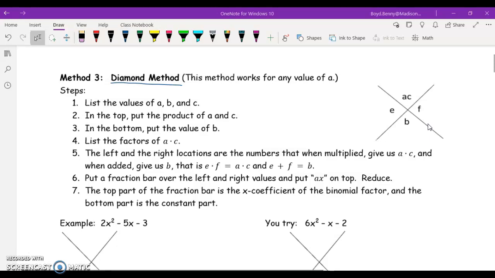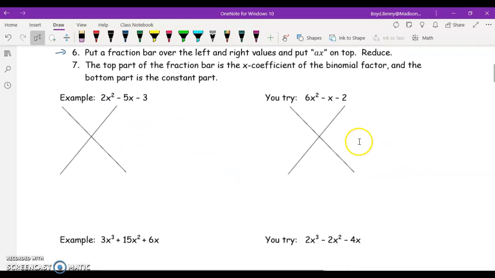I've listed the instructions here for you, and really they're the same until you get down to step 6. So I'll let you guys read through that. I won't read through that for you. Notice that we're still multiplying a times c and putting it in the top and b in the bottom. So we're looking for two numbers that have a product of a times c and a sum of b, just like we've already done. And then this e and f are those two factors that multiply to give us ac and add to give us b.